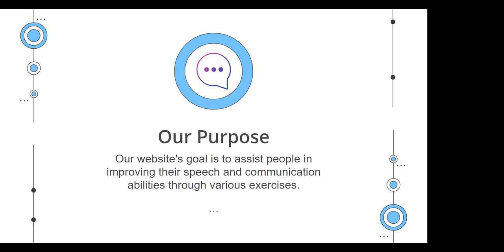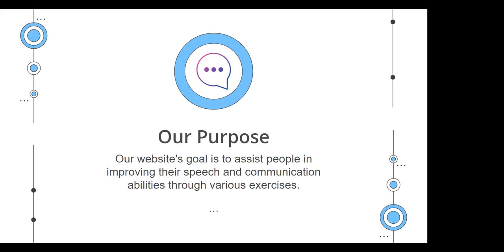properly. So that's why our website's goal is to assist people in improving their speech and communication abilities through various exercises. So our project focuses on the very basic exercise, and moves forward to increase the level of this public speaking. For example, we start with phonetics, then we move towards recitation of difficult texts or difficult prose or poetries. And that's how we improve the social skills of a person. So this was our purpose. Now let's see what we did and how we completed this purpose.